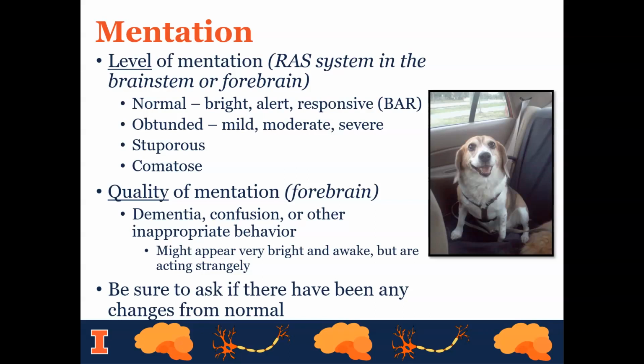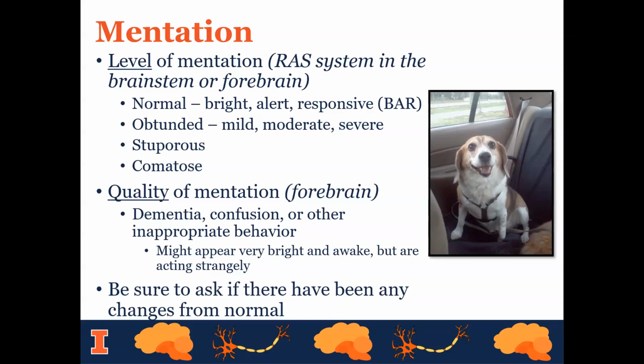So we can also have changes in the quality of mental state. So no matter how awake or asleep they are, they might be behaving strangely for the circumstance. So this is what we would consider dementia, or if you see confusion. Or even if you're not seeing confusion as much as a personality change, like a cat who used to be aggressive who is now snuggly, or a snuggly cat who is now aggressive, these are all things that can fit under changes in that quality of mental state.